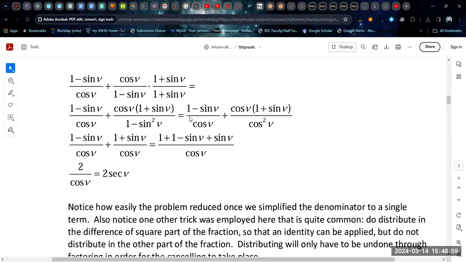Notice I didn't distribute here, because I have cosine squared and I have a cosine here, I can cancel my cosine and one of these cosines. And then I just have the 1 plus sine V over cosine. And then I can have a common denominator, so I can add these two expressions together. I get 1 plus 1, my sines cancel, and I end up with 2 over cosine, which is 2 times secant.